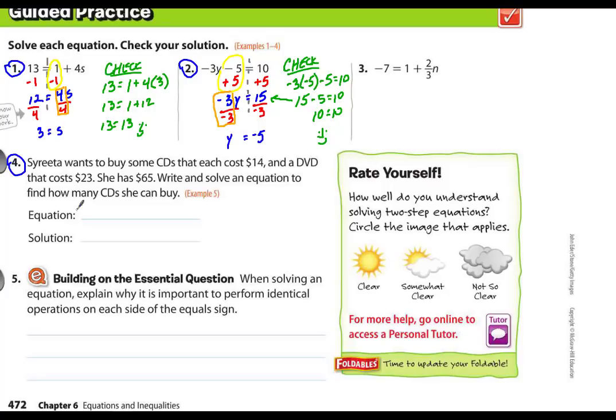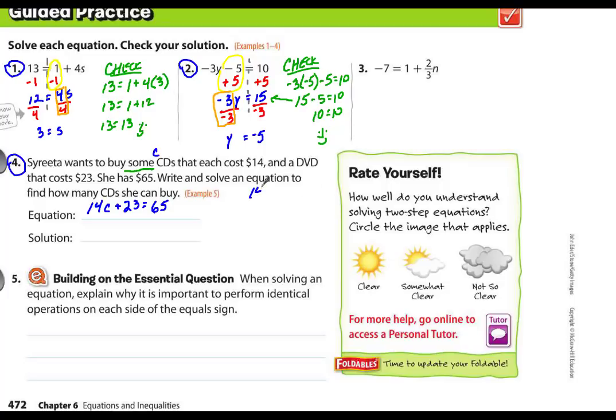So Reader wants to buy some CDs that cost $14 and a DVD that costs $23. Buy some CDs, so we know we've got more than one there. She has $65. Write and solve an equation to find out how many CDs she can buy. So our equation is going to be the sum of CDs, we don't know how many. Let's just call those C as a variable for CD. Each costs $14. So $14 times some number of CDs plus the 23 for the DVD can total the 65 she has to spend.